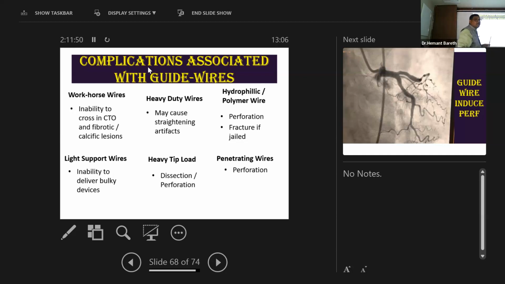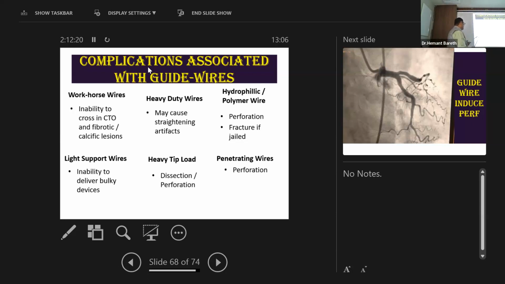Polymer wire, as I said, less tactile feel, so you could end up with perforation. Or if you jail a polymer wire in the stent, doing provisional stenting. So in provisional stenting, you cross the side branch with a polymer wire, deploy a stent in the main vessel, and when you try to remove this polymer wire, this whole polymer can come out and the wire can fracture. So that is one other problem.